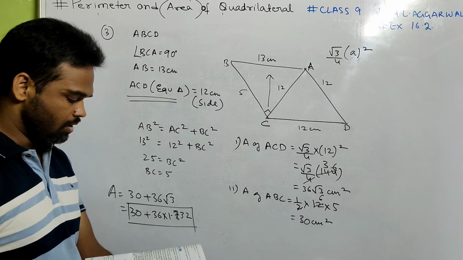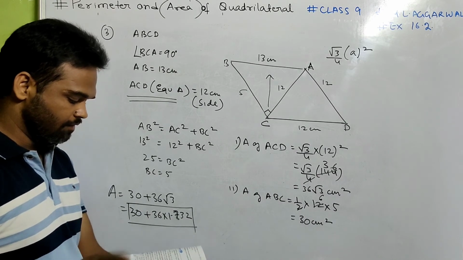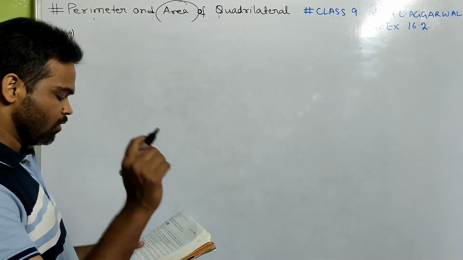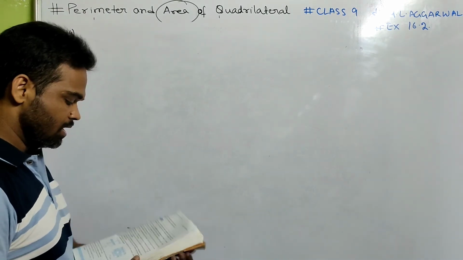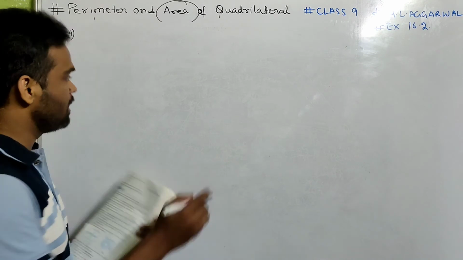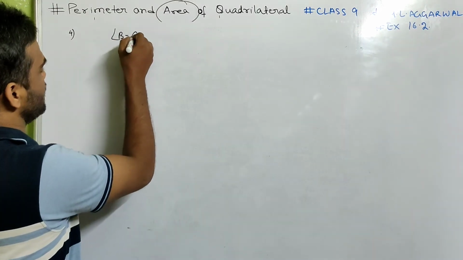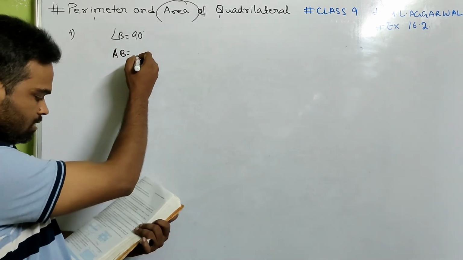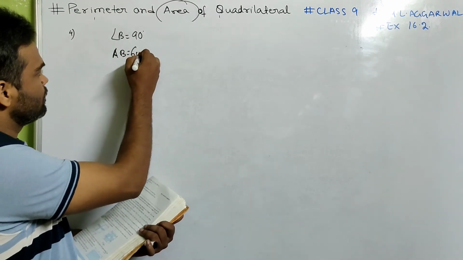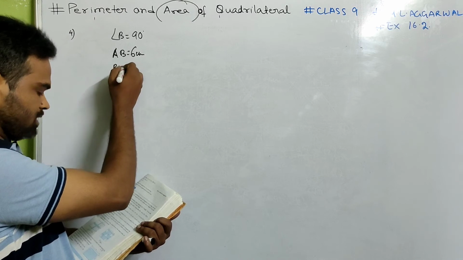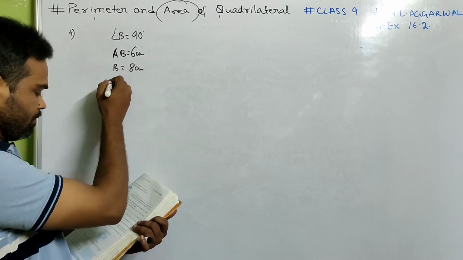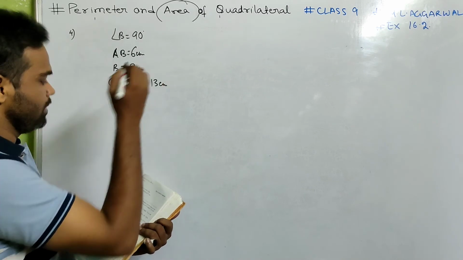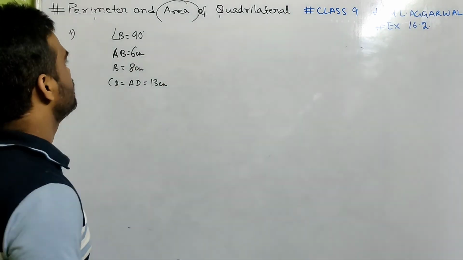Sure. Now look at number 4. Find the area of the quadrilateral ABCD in which angle B is 90 degrees. AB is 6 centimeter. BC is 8 centimeter. And CD equals AD equals 13 centimeter. This is given to us.